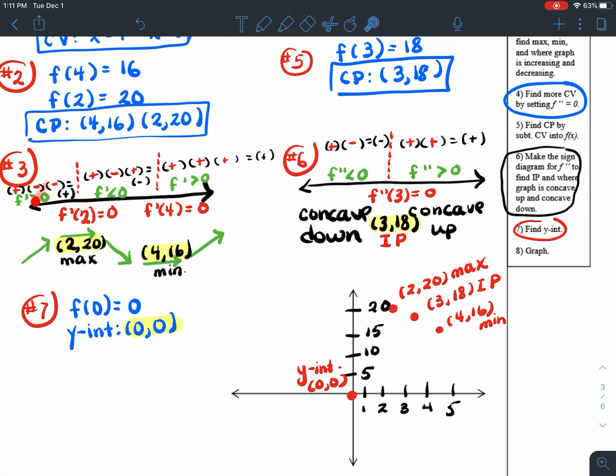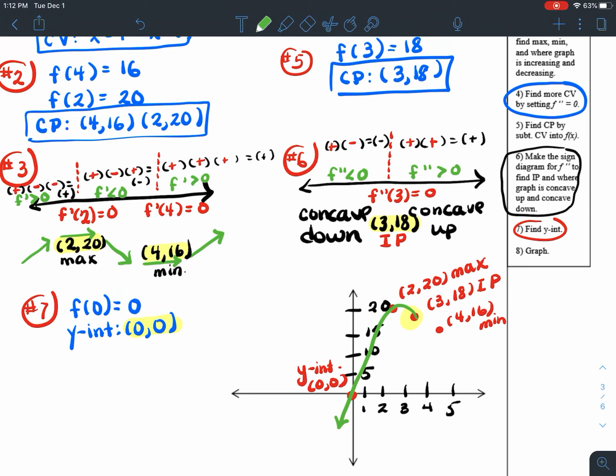Okay, now I'm ready to graph, and you're going to have to collectively look at both your first and second derivative sign diagrams to get this right. We can kind of see the ebb and flow of how the graph should be: down, up at a max, down at a min. We want to make sure we get the concavity right. Everything to the left of this point, (3, 18), needs to be drawn so that it looks like it's concave down.